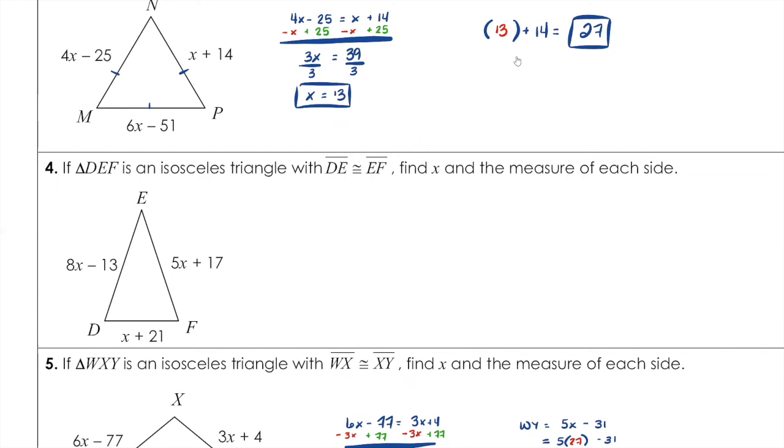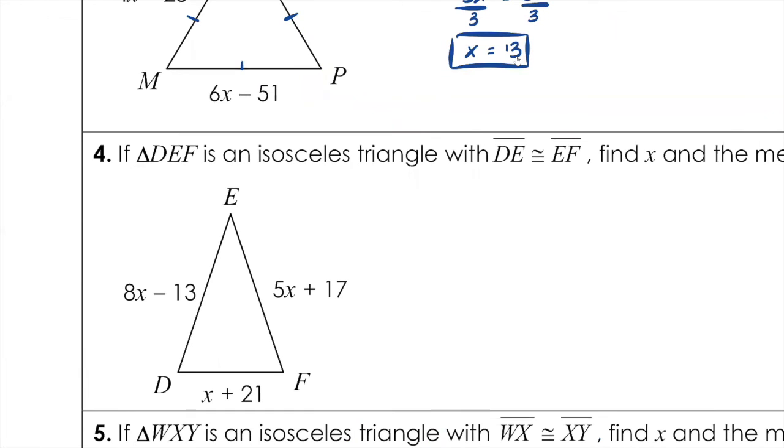All right, number 4. Now our triangle is isosceles. What is an isosceles triangle? Two sides are congruent. Which two sides? DE and EF. So we're going to set those two sides equal to each other, because they don't necessarily equal DF.